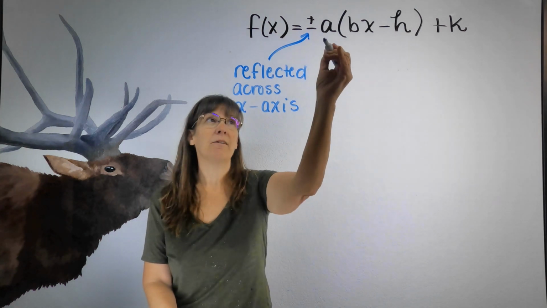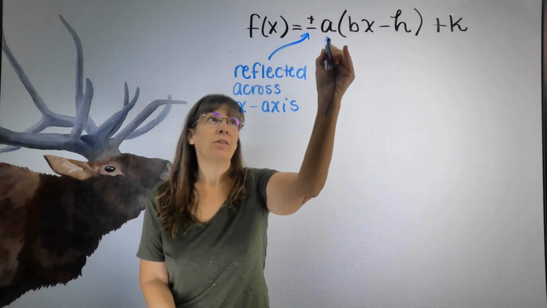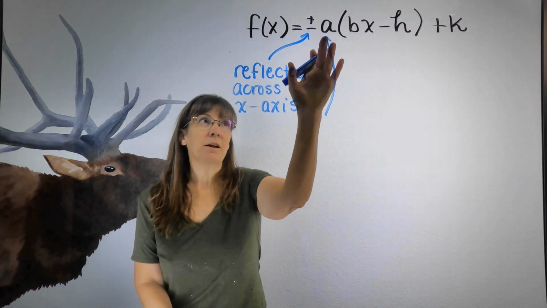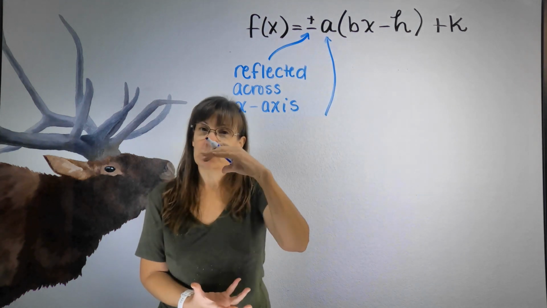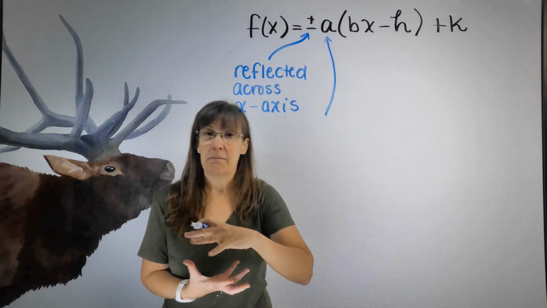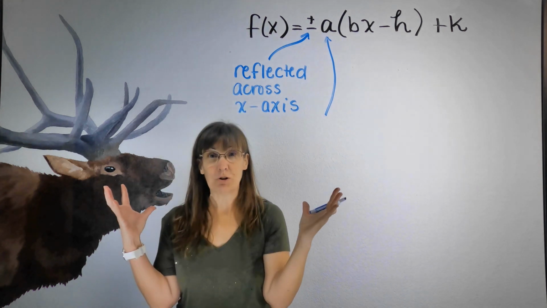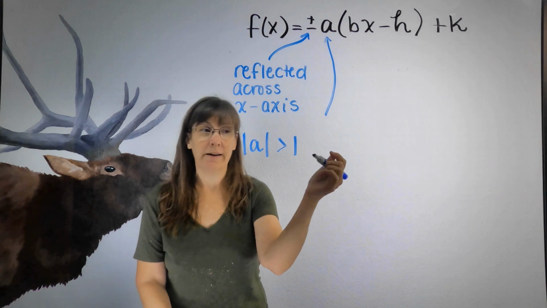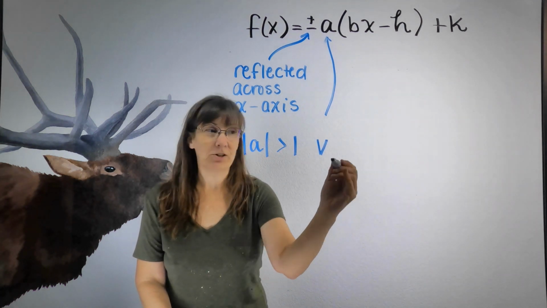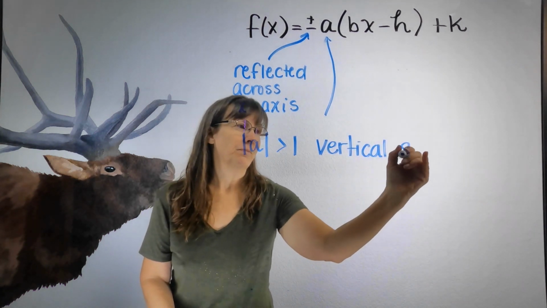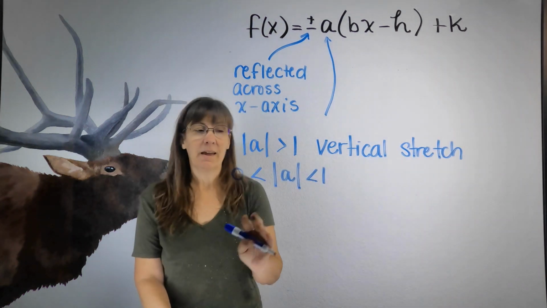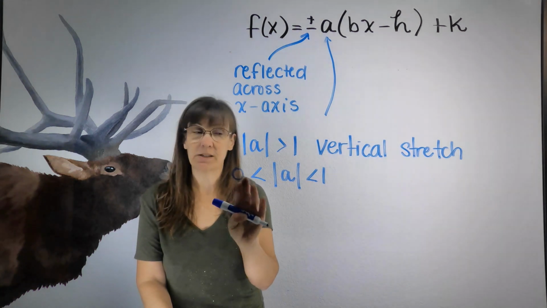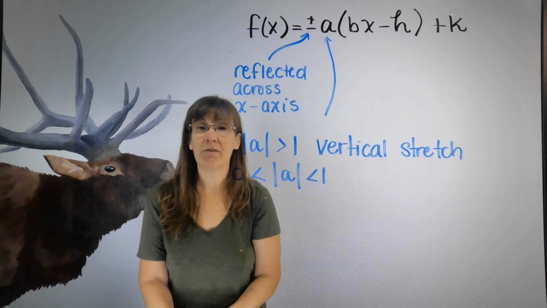Okay, next up we have the letter A. The A is the number that's in front of the function. This number tells you if it's a vertical stretch or a vertical shrink, meaning it gets longer and skinnier or shorter and wider. If the absolute value of A is greater than 1, we have a vertical stretch. If the absolute value of A is between 0 and 1, meaning it's greater than 0 but less than 1, we have a vertical shrink.